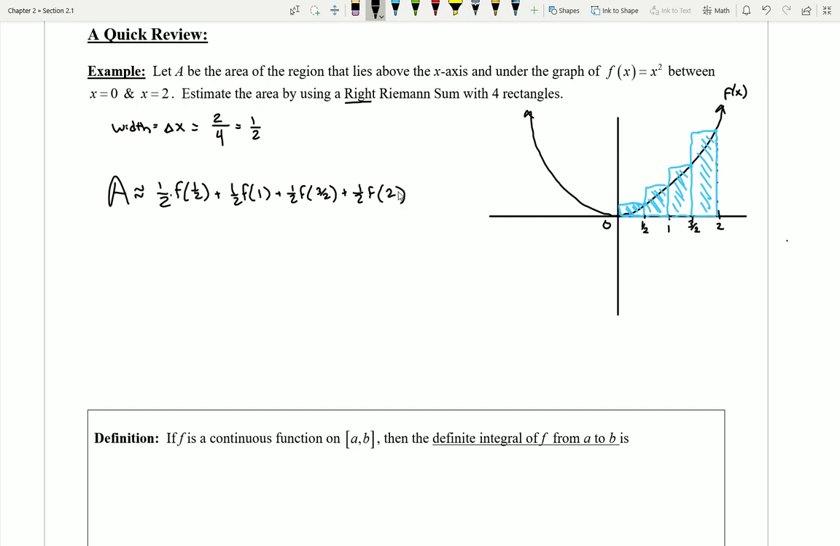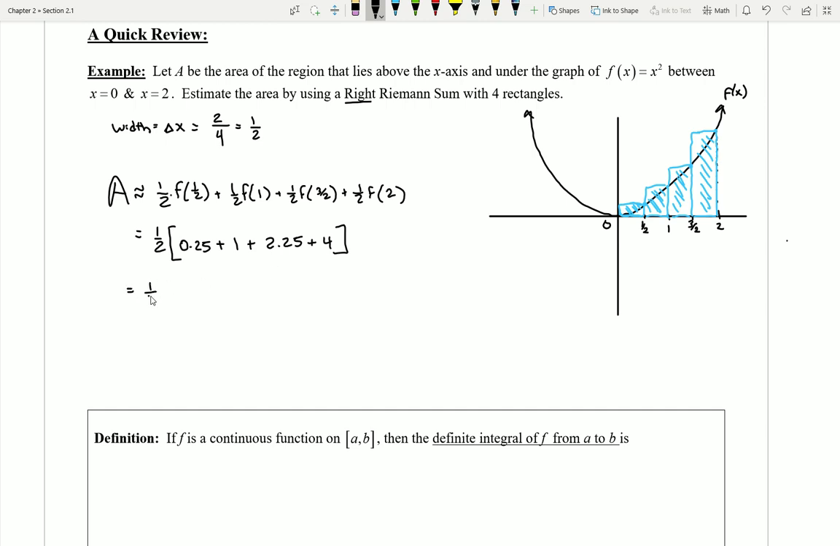Now, of course, I'll notice that each of these has a 1/2 in common, so there's nothing wrong with me factoring out that 1/2 and then evaluating each of these individual f's. Since my function is f of x equals x squared, it's pretty easy to go through and square all these values. Notice that if I square a 1/2, I get a 0.25, a quarter. Squaring 1 gets me 1. Squaring 1.5 would get me 2.25. And squaring 2 is going to get me 4.